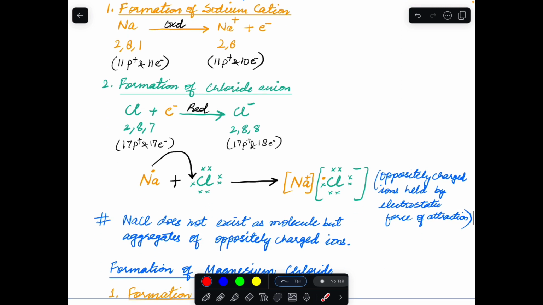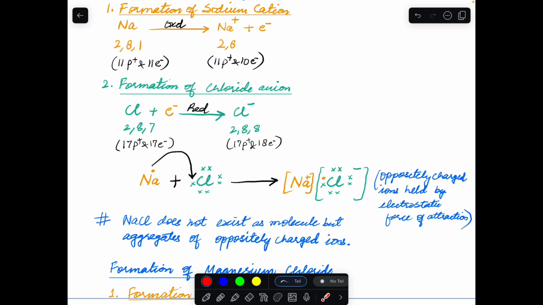Next is formation of chloride ion. Now chloride ion, the electron which is lost from sodium will be gained by chlorine. Why? Because chlorine has 7 electrons in the valence shell. So it is in need of only 1 electron. This electron it will get from sodium. It will form chloride ion with a stable configuration. Why are we getting negative charge? Because 17 protons are balanced by what? Only 17 electrons, 1 electron is extra, 18 electrons are there, therefore we are getting 1 unit negative charge.